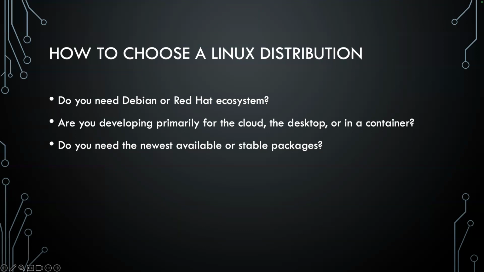Maybe you need Red Hat for something, like maybe there's some really custom software from back in the day that was only built for Red Hat Enterprise Linux, because it's the enterprise world and someone made a lot of money doing that or whatever. So you choose if you need Debian or Red Hat branches. Are you going to develop primarily for the cloud or for the desktop, or are you developing primarily for a container? There are different optimizations there. Do you need the newest available or the most stable package? There are considerations there too.